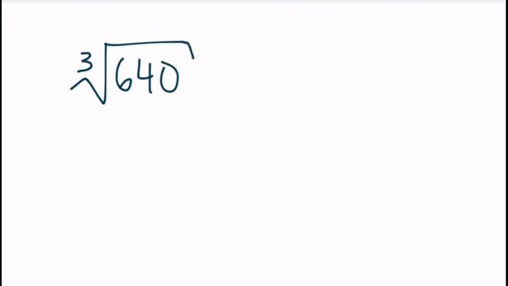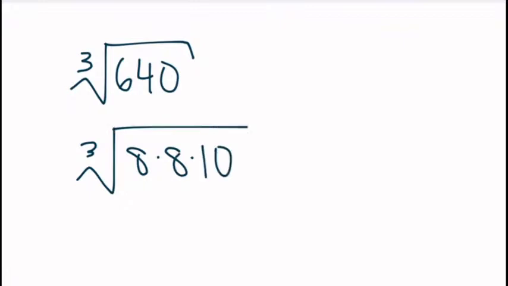Next we have the cube root of 640. Now this number might seem really intimidating at first because it's a big number in the 600s, but if you just look at it, we see 64 with an extra 0. And we know that 64 is 8 times 8. So we're going to use that knowledge, and we can assume that this is 8 times 8 times 10 because there is a 0 at the end.